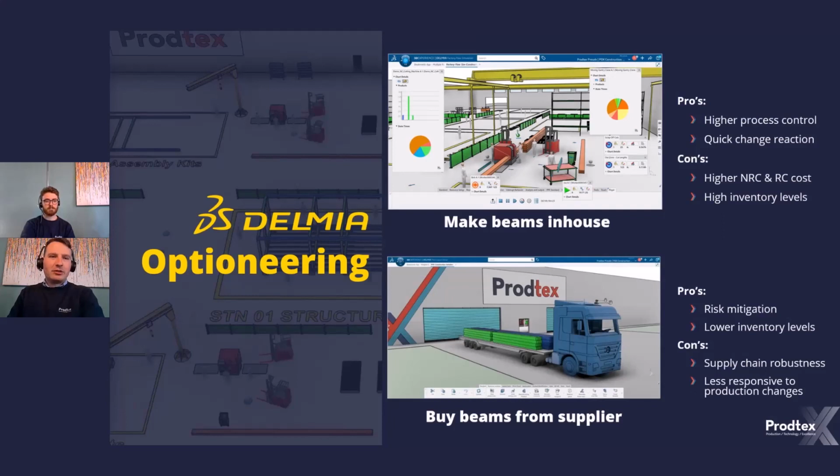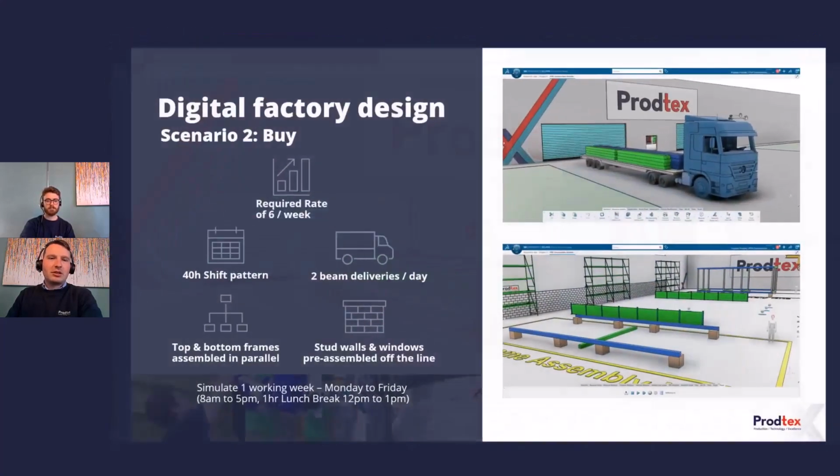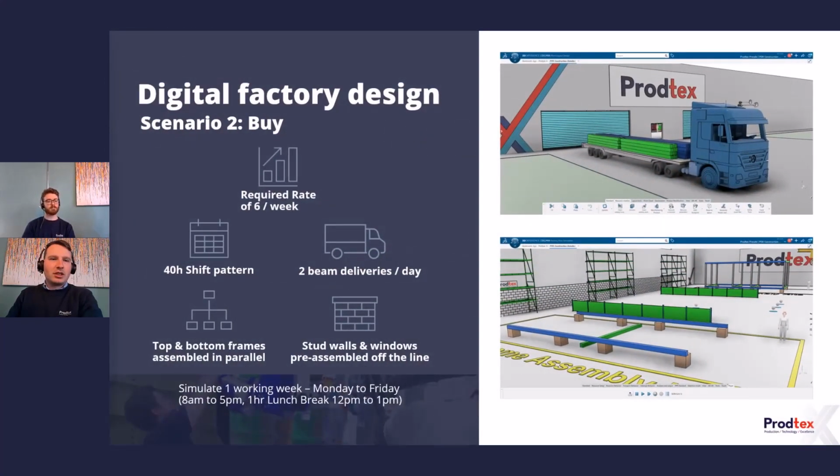Okay, so now if we have a look at our other option, which is buying beams in from our supplier. Effectively, the idea with this is that in total, we've got a requirement of 6 entire modules which need to be finished and delivered to the construction site for the customer in a week. We're using the same 40-hour shift pattern for the plant, and we're expecting 2 beam deliveries a day from the supplier. So how does our production system look?